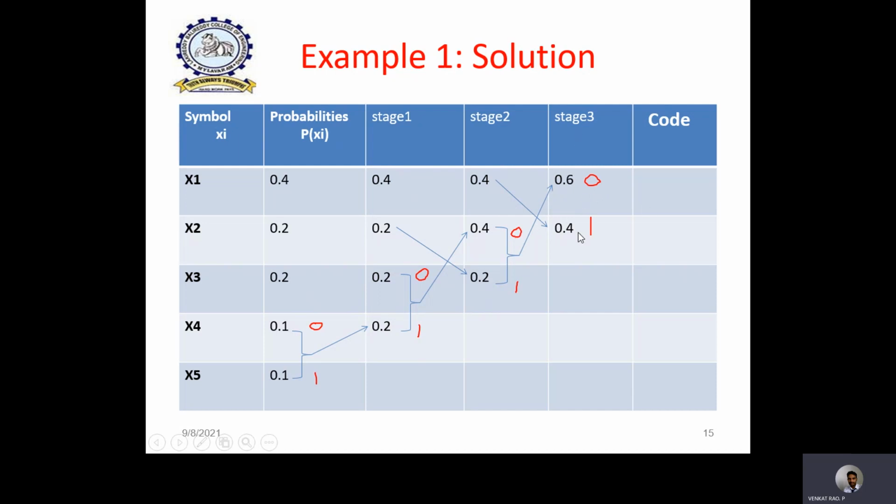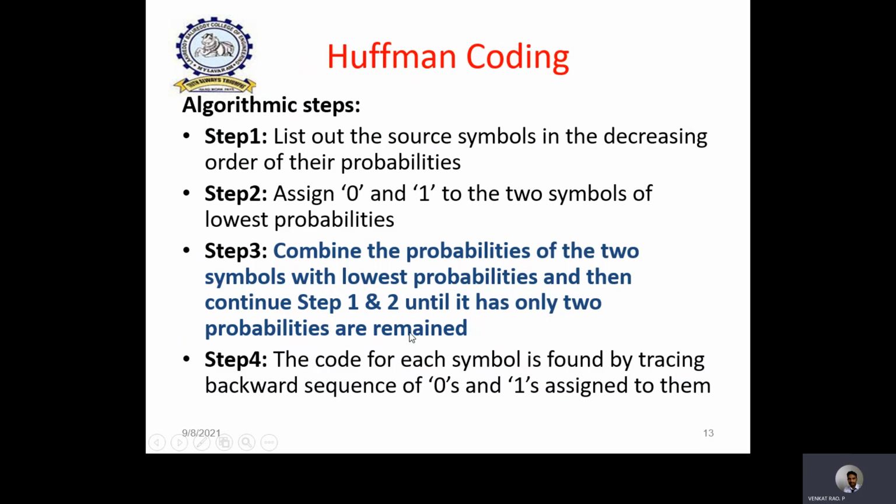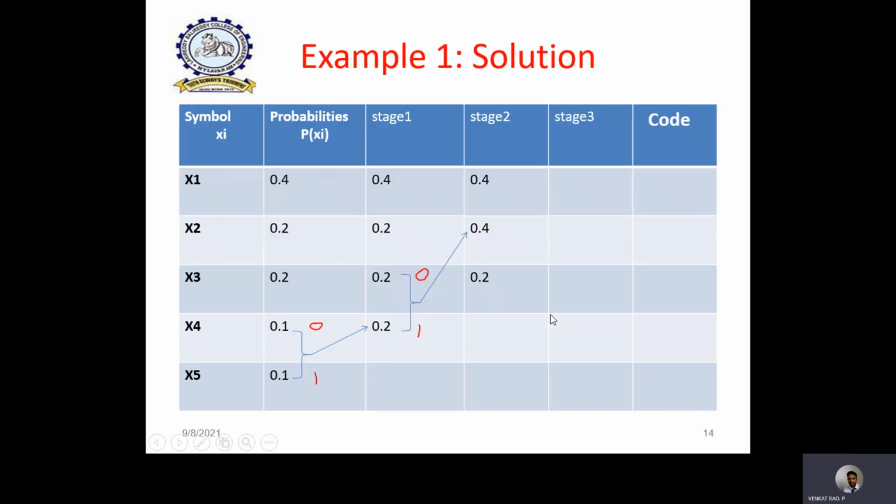Assign 0 and 1 to the least two probabilities. That means only we have two probabilities, so finally we can assign 0 and 1. Next, there is no further continuation of this procedure because only two symbols are there. What is the last step here we observe? We need to repeat these steps until only two probabilities remain. So finally we have only two probabilities remaining.